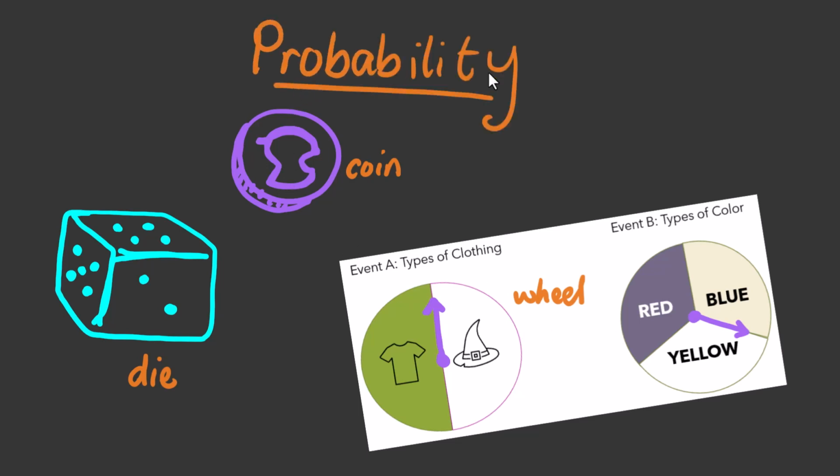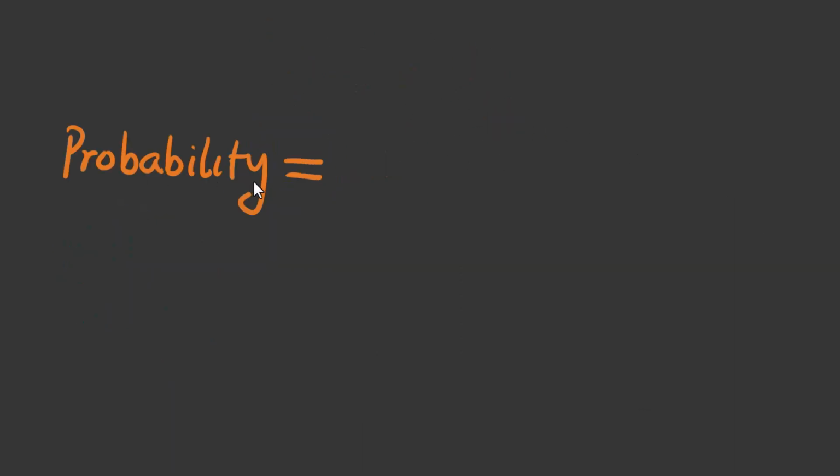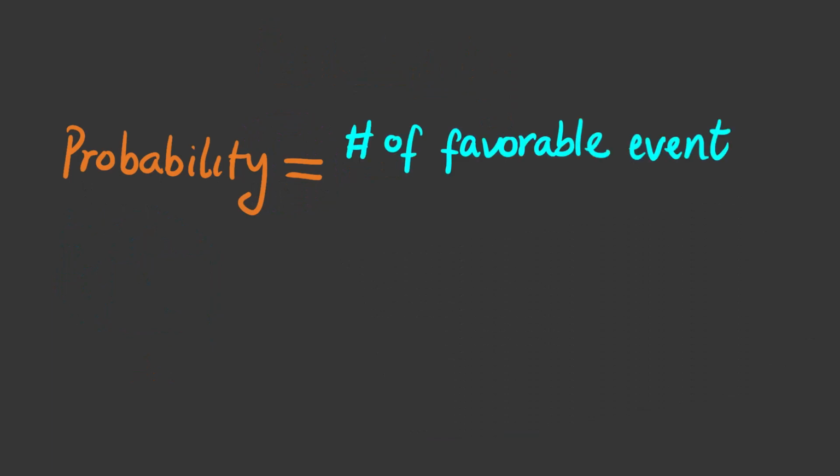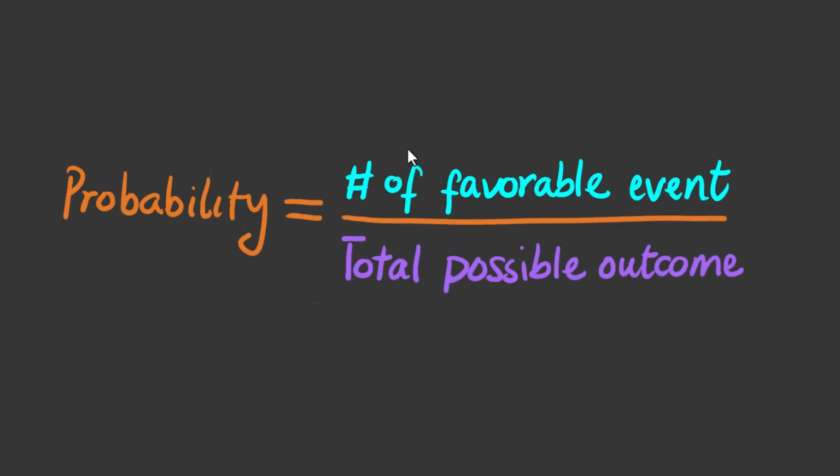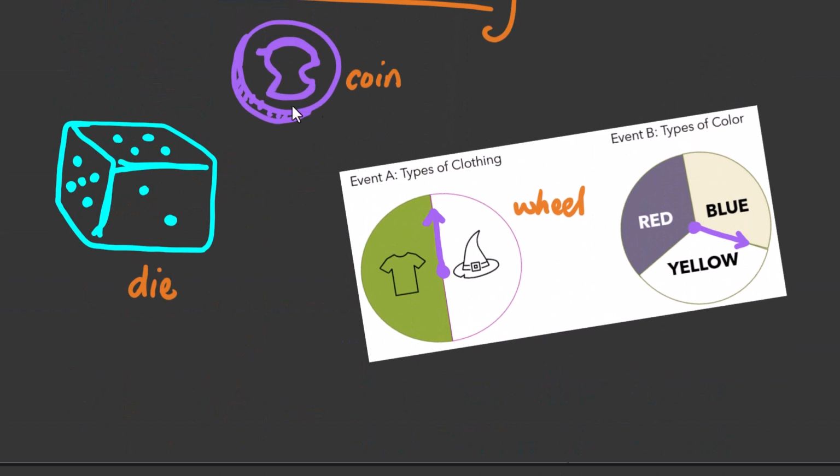Therefore, the definition of probability is based on a formula where probability is equal to the number of favorable events divided by the total possible outcomes. Now we're going to apply this to two examples from what we showed you here, which are a coin and a die.